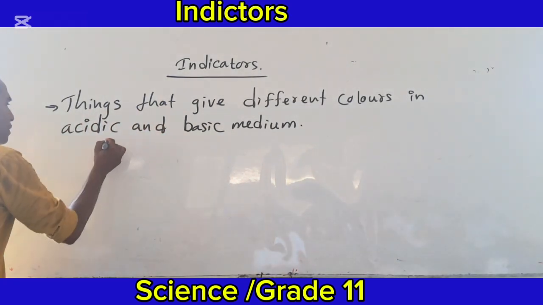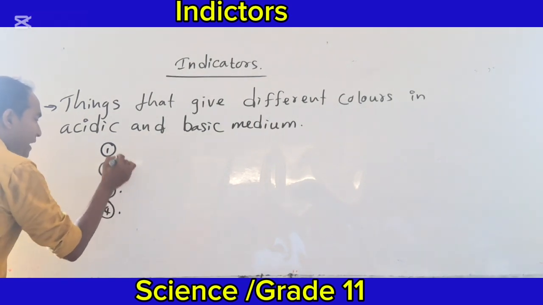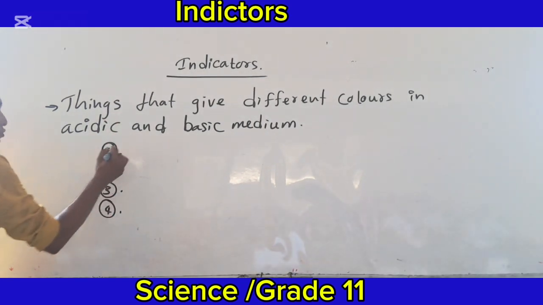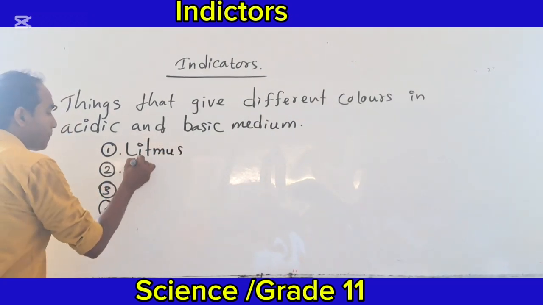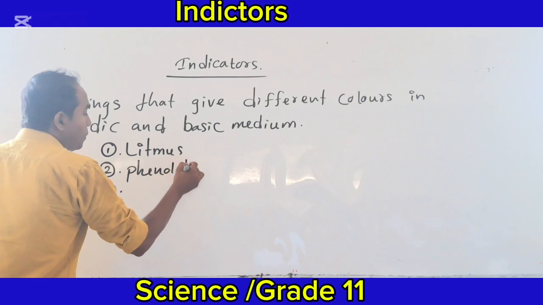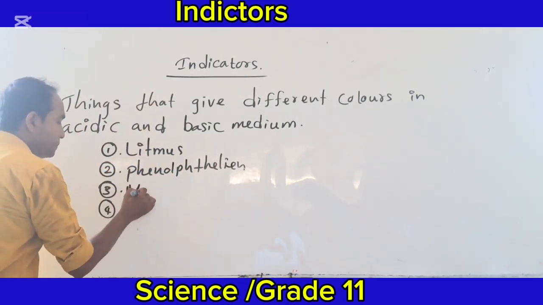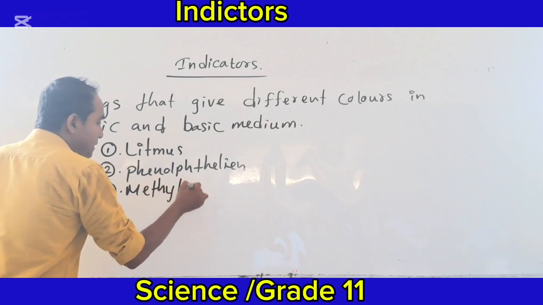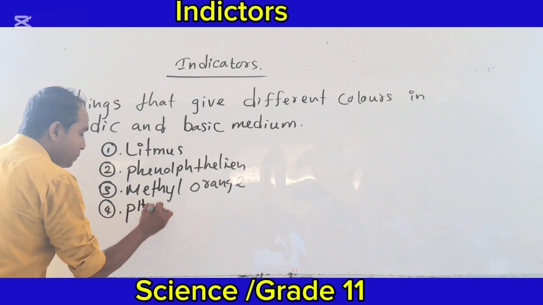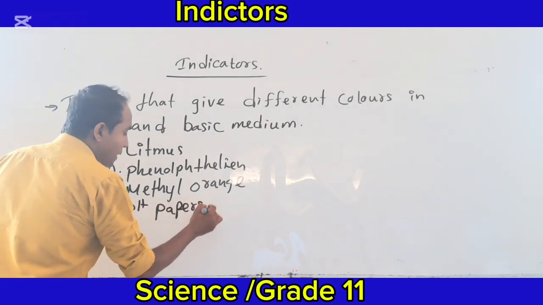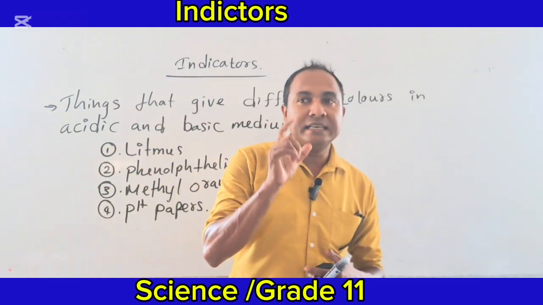And then tell me, what are the different types of indicators you have learned in grade 11? Firstly, you have to learn about litmus, and then phenolphthalein. Next one is methyl orange. Next one is pH papers, right? Those are the indicators you have to learn under grade 11.